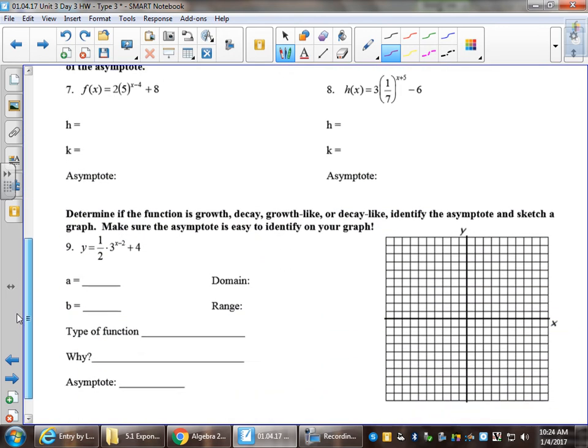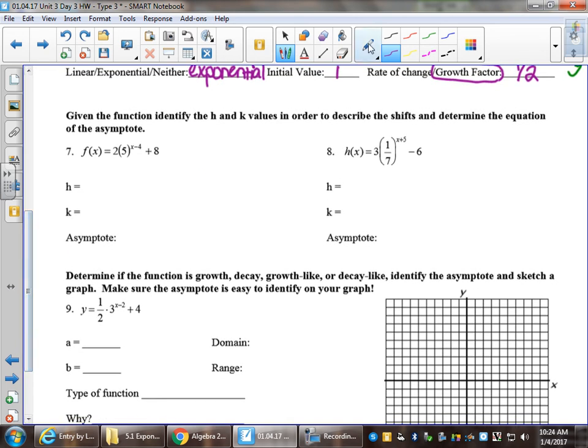Starting with 7, we are talking characteristics of the function. As soon as I see that, right away, we need to write at the top, f of x equals a times b to the x minus h plus k. That is going to be our guide for the entire time. So given the function, identify h and k, and describe the shifts. Also determine the equation of the asymptote.